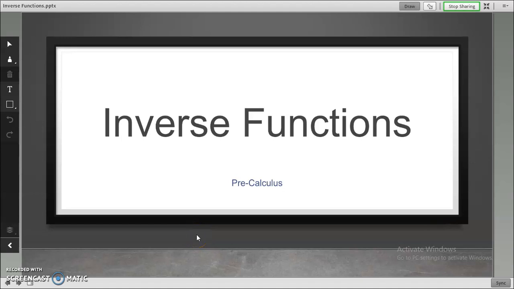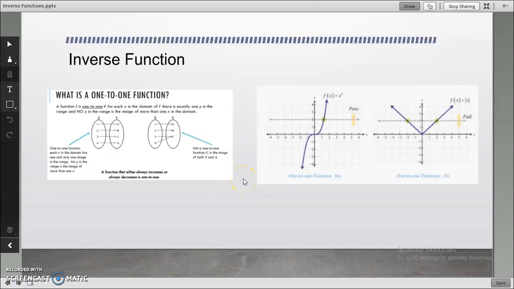Inverse functions. Let's look at some examples. All right, so first let's review a little bit. What is an inverse function? A function has an inverse function if it's one-to-one.